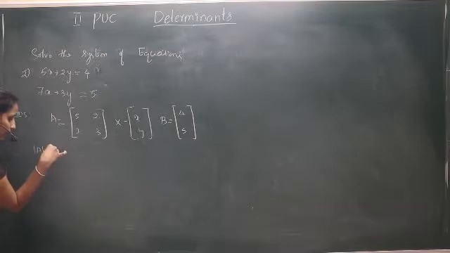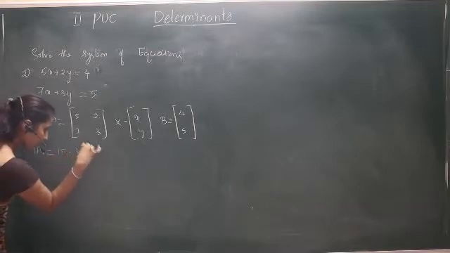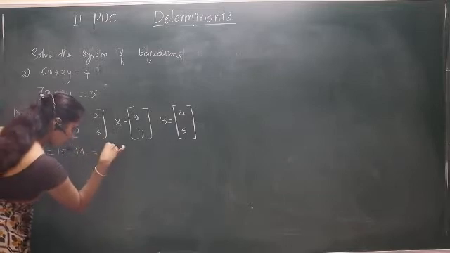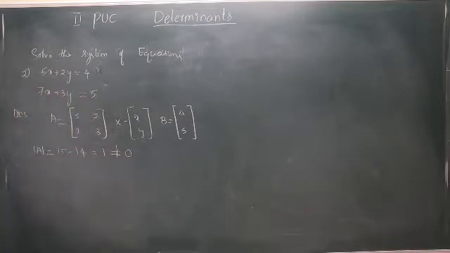So what is the determinant of A? 15 minus 14 is equal to 1. This is not equal to 0. So this implies A is a non-singular matrix and it has a unique solution.